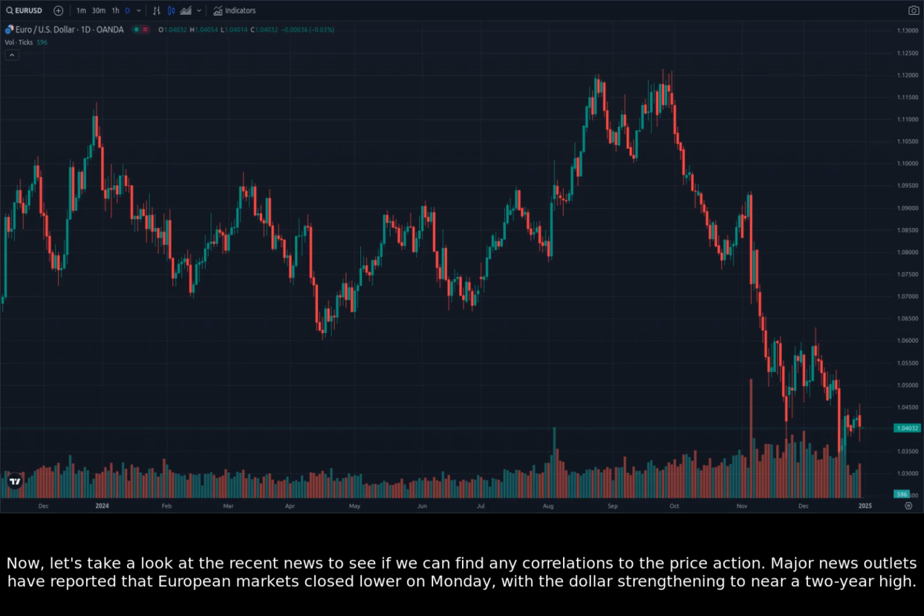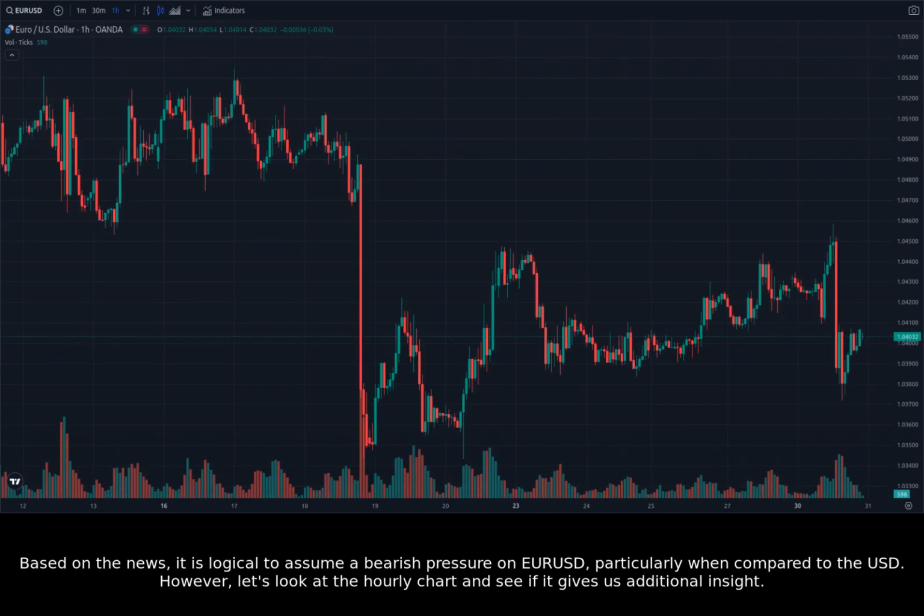Now, let's take a look at the recent news to see if we can find any correlations to the price action. Major news outlets have reported that European markets closed lower on Monday, with the dollar strengthening to near a two-year high. Based on the news, it is logical to assume a bearish pressure on EURUSD, particularly when compared to the USD. However, let's look at the hourly chart and see if it gives us additional insight.